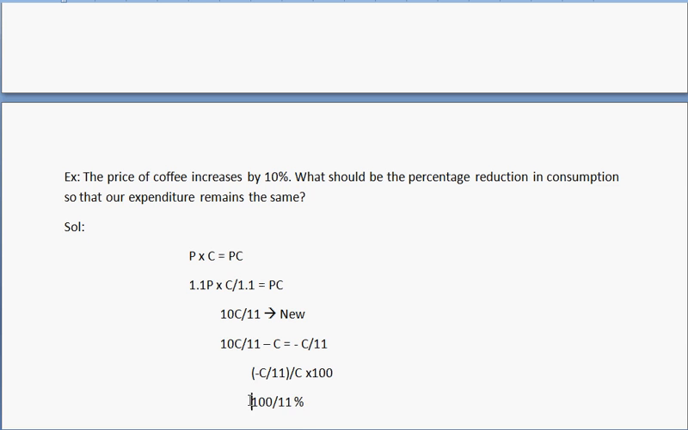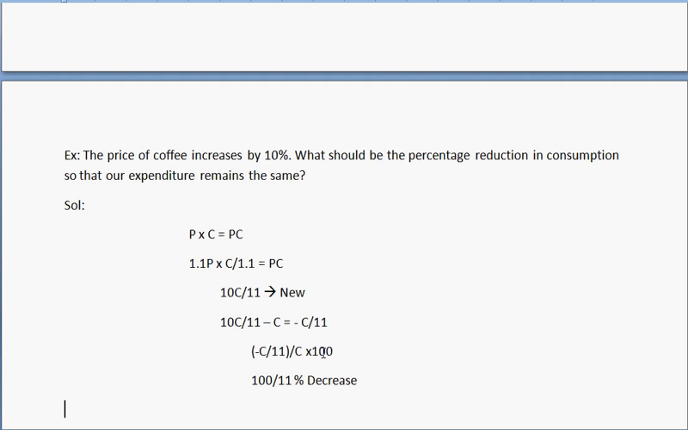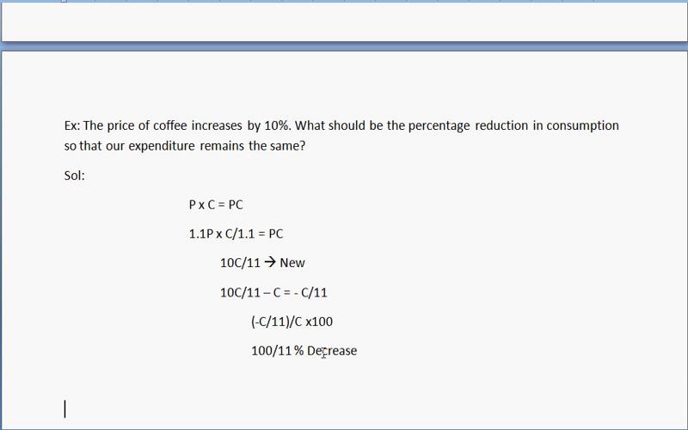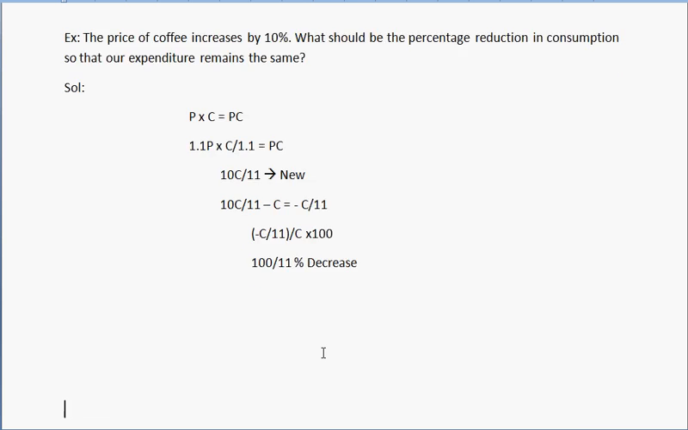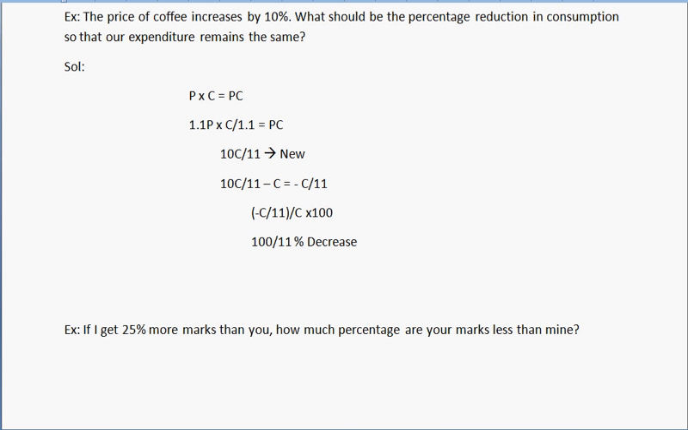We don't put minus sign in front of percentage, we just write increase or decrease. In your answer choices also there would be written something increase, something decrease. So it is 100 by 11 percentage decrease or reduction. So this is how we solve it in 3-4 steps, or in less than 1 minute you could have done this correctly. Now last question on percentage.